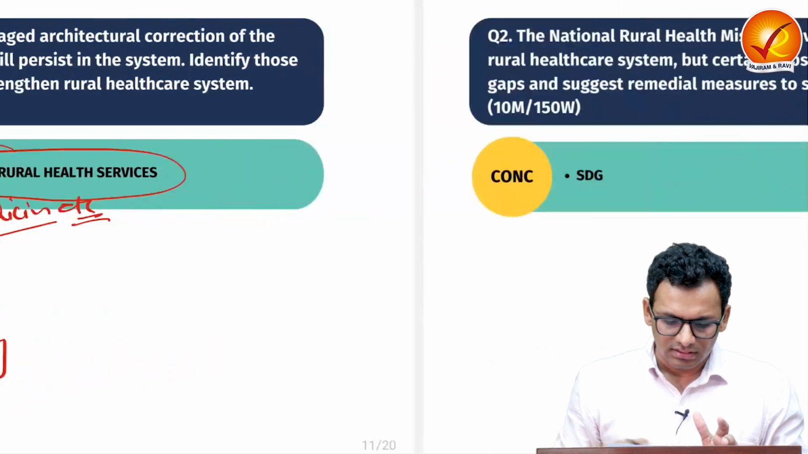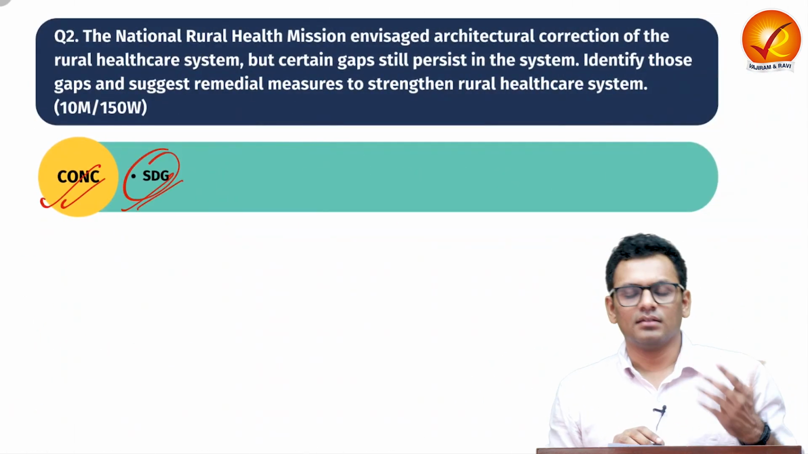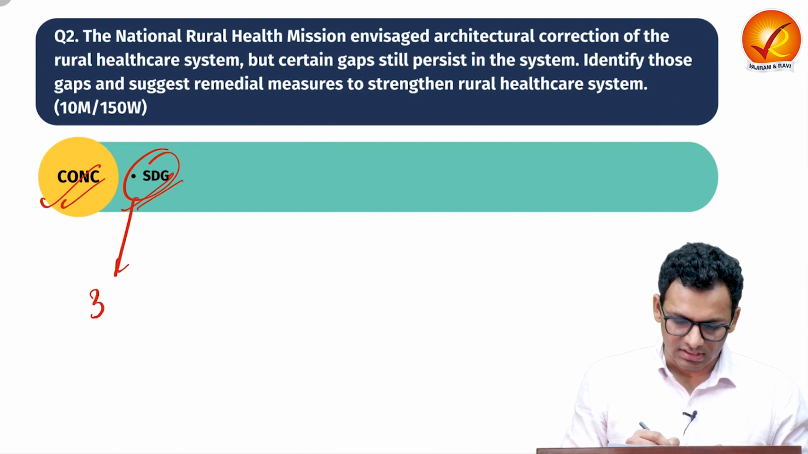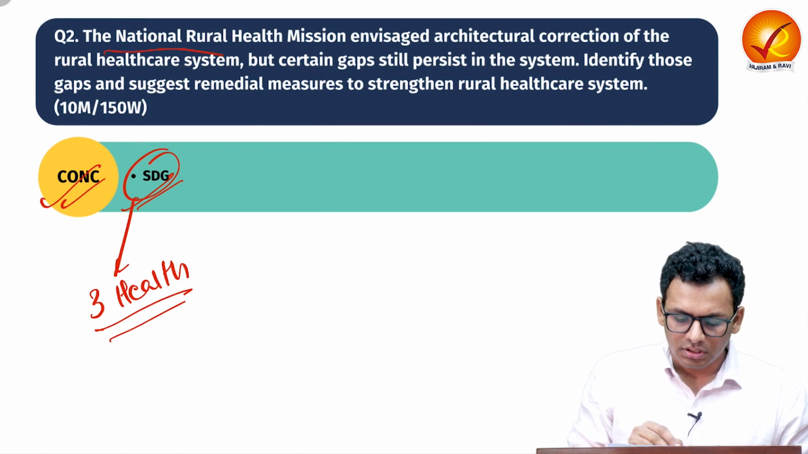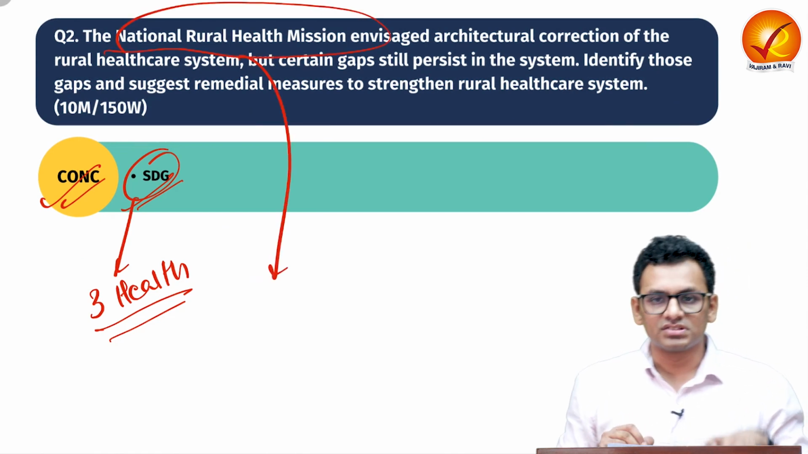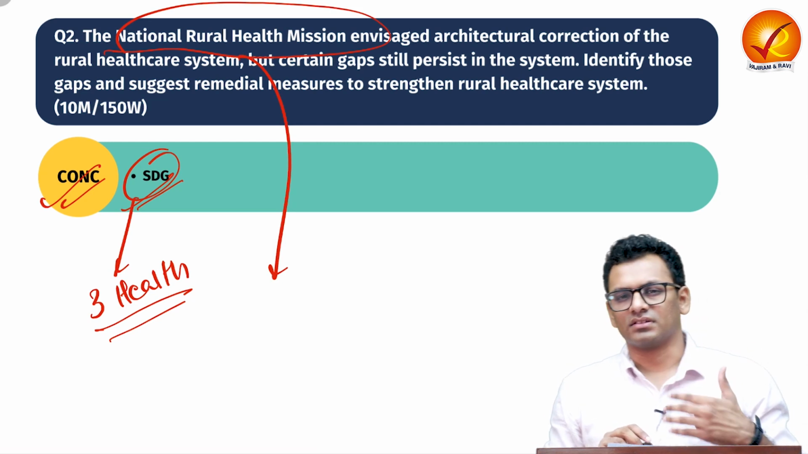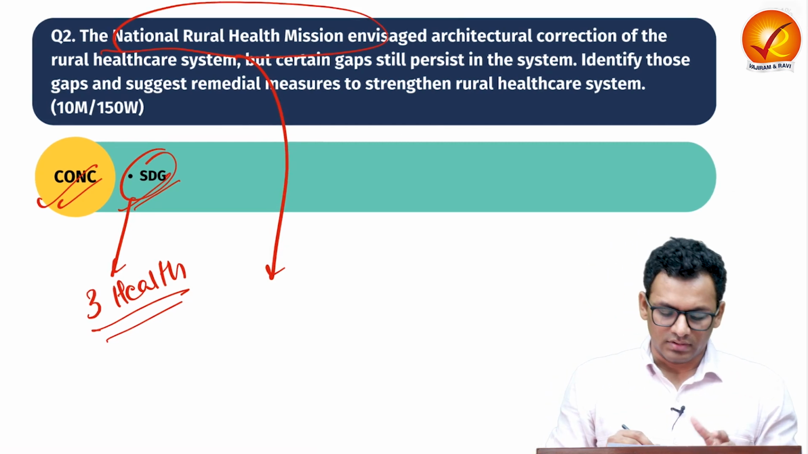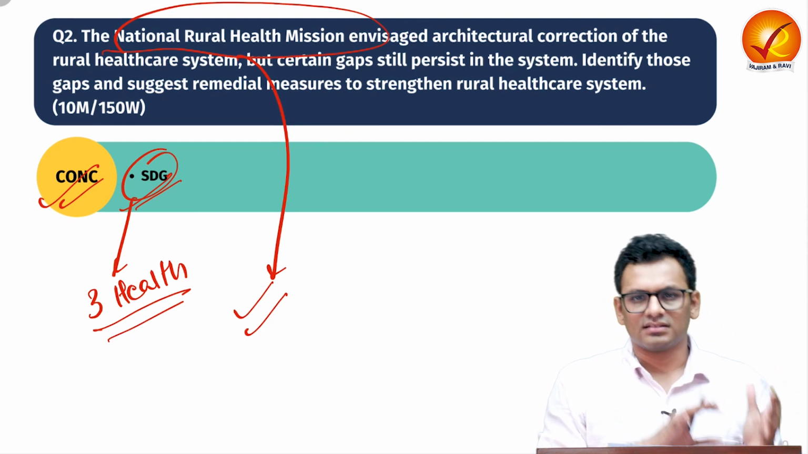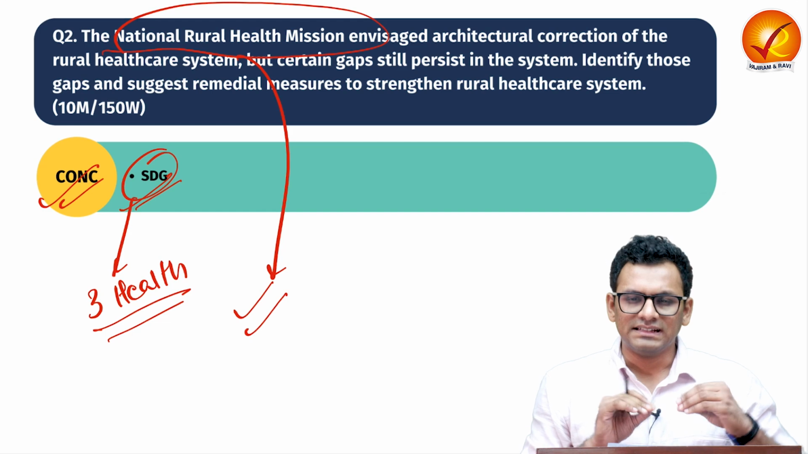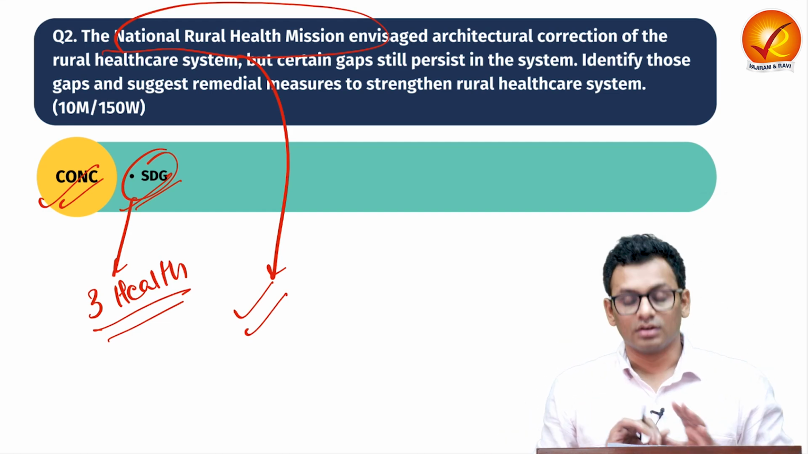Now let us see the conclusion. Over here you can straightforwardly add SDG 3, which is related to health. Apart from that, you can also talk about certain sub-missions in the National Rural Health Mission, different schemes, different yojanas, right? So you can add those schemes over here and talk about how exactly certain kind of amalgamation, integration of those schemes can give a very holistic development to rural healthcare.